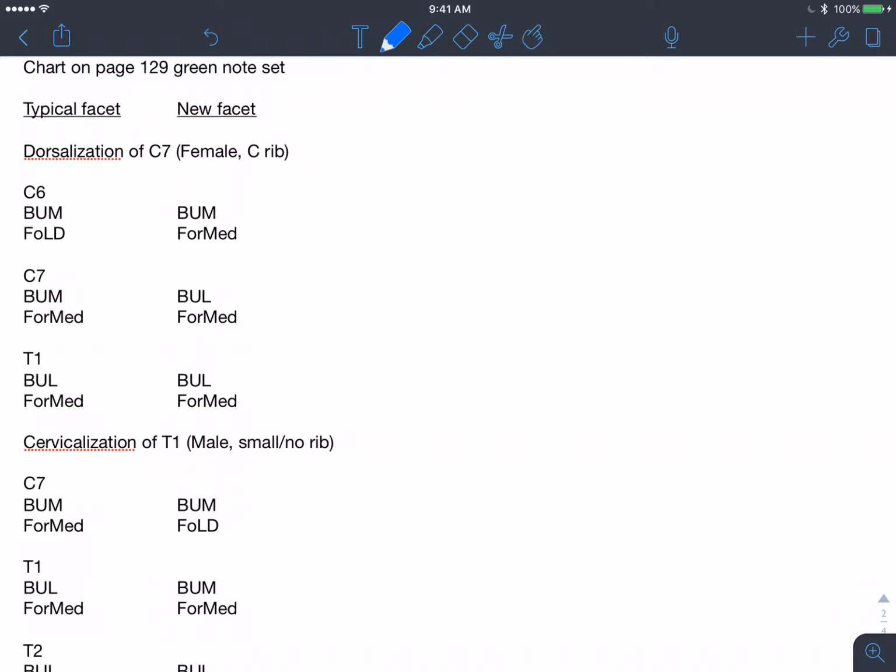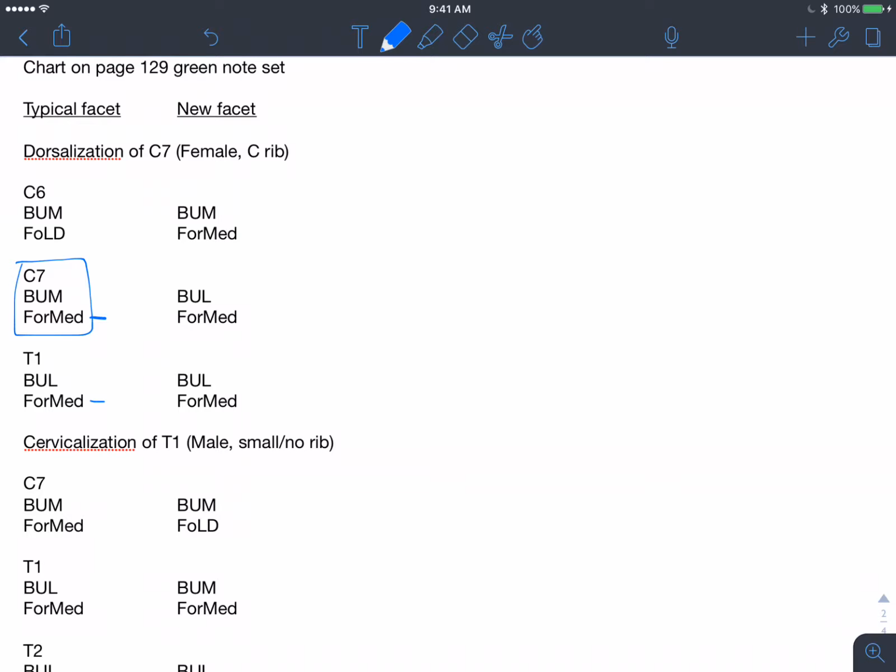Dorsalization is just another term for thoracicization. So C7 is going to be our vertebra in question here. And this whole left column is going to be our typical facets, and then the right is the new facets or the changes. So C7 as it stands is already like a thoracic on its inferior articular facet, right? It's a forwards, medial, and downward, just like T1, typical thoracic.